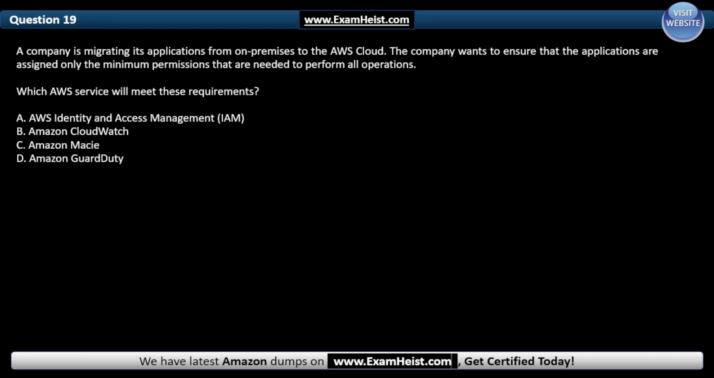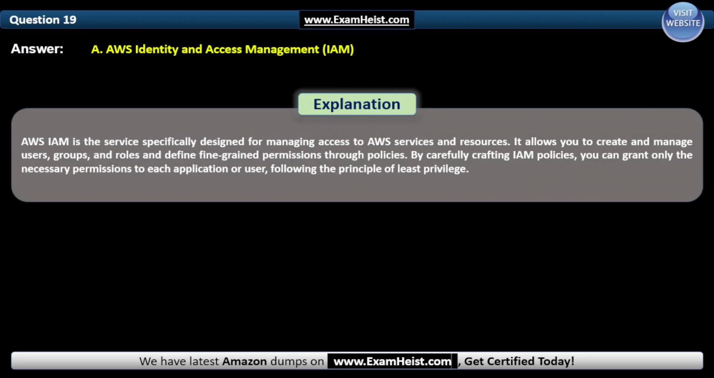Question 19. A company is migrating its applications from on-premises to the AWS cloud. The company wants to ensure that the applications are assigned only the minimum permissions that are needed to perform all operations. Which AWS service will meet these requirements? The correct answer is A. AWS Identity and Access Management.